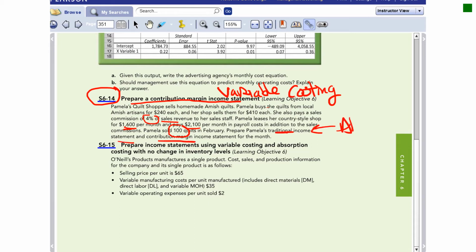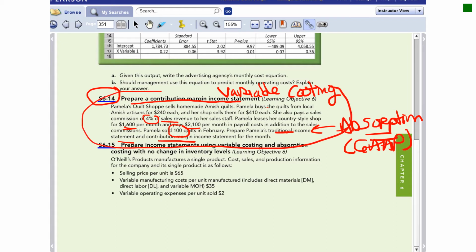Traditional, that's what they like to refer to as absorption costing, because all the product costs are basically absorbed into your cost of goods sold. That's basically your GAAP type of income statement. In the next slide, I'm going to show you the answer. We're going to use this data to look at the variable costing and absorption costing income statements.